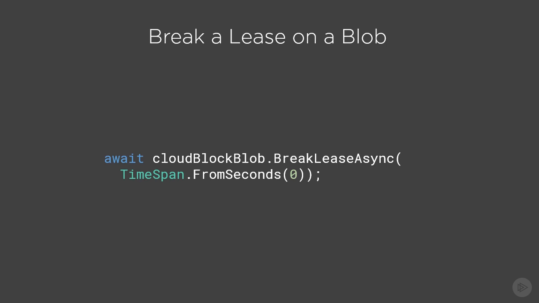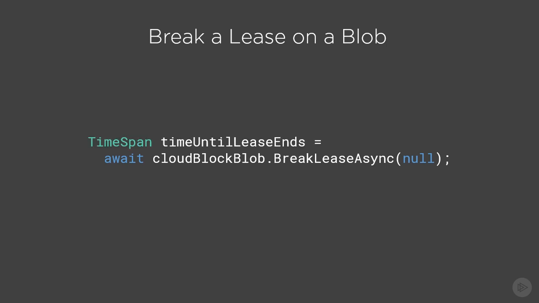Instead of passing a time span, you can also pass null to the break lease async method. When you do this, an infinite lease is broken immediately, and a fixed duration lease will break after the remaining lease period. And of course, the broken lease cannot be renewed. If you try to renew a broken lease, you will receive an exception. If you are interested in the remaining time, just grab the return value from the break lease async method.